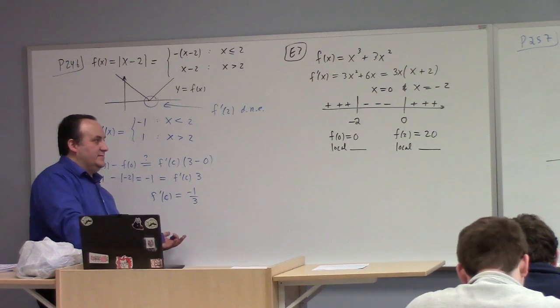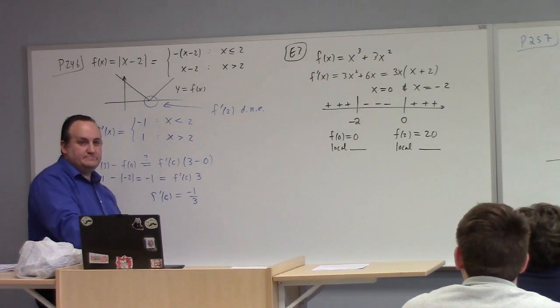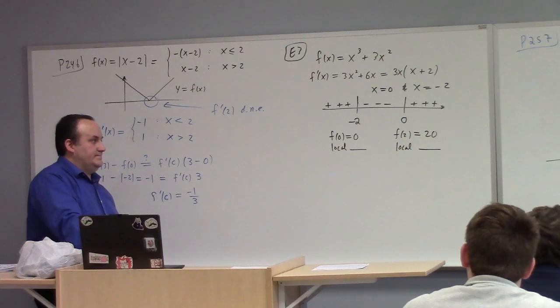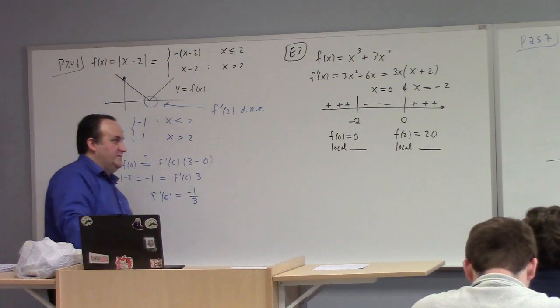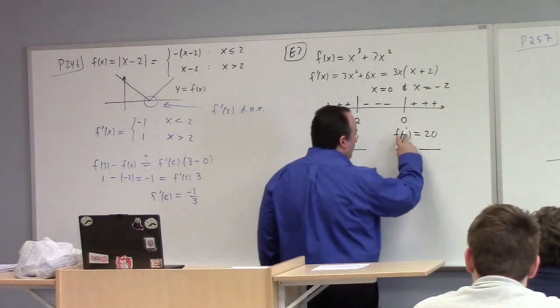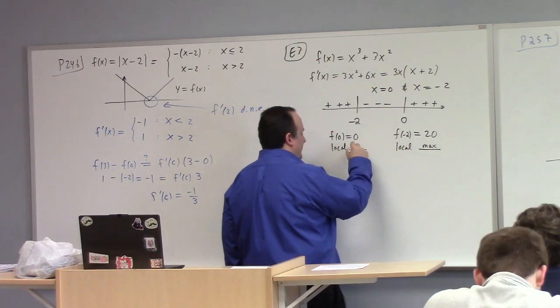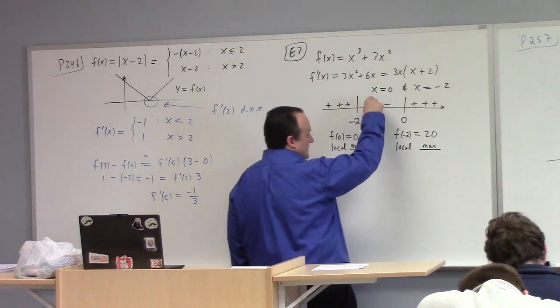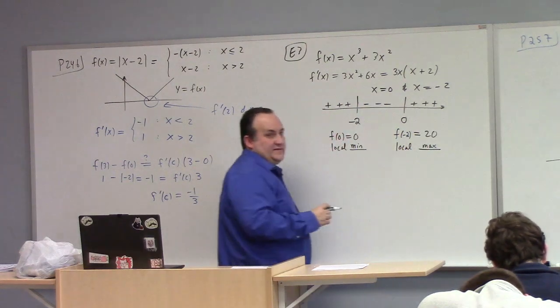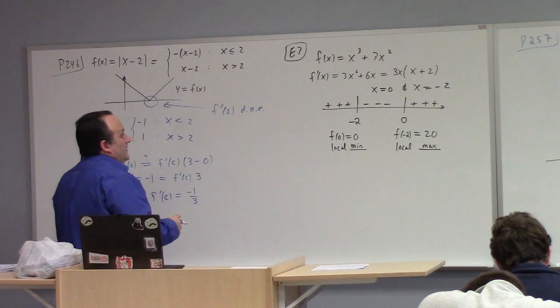So what do you guys think? Local min, local max? What do we got? Minus 2 would be a local max. Very good. And the other one's a min, right? Because we're going negative and then positive. Local max. Local min, rather.